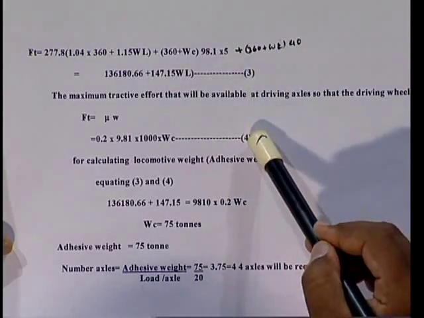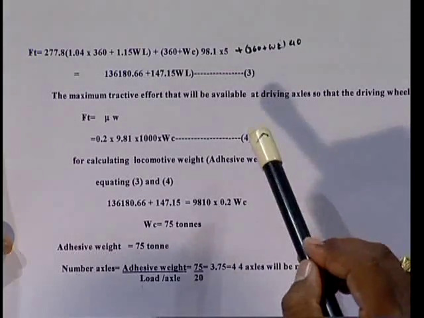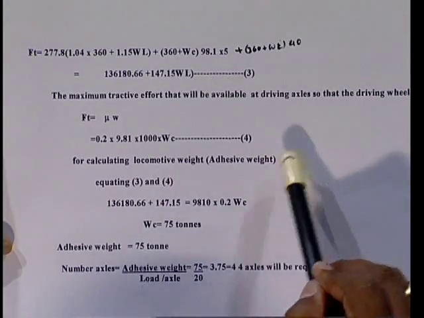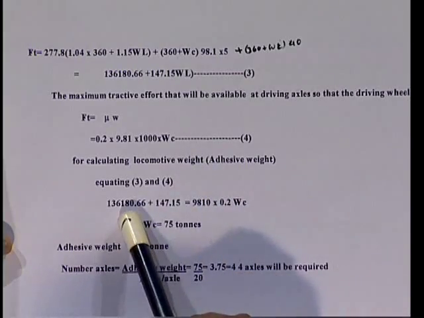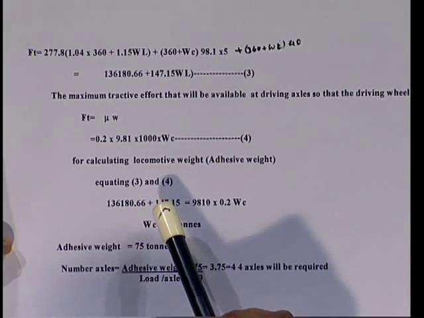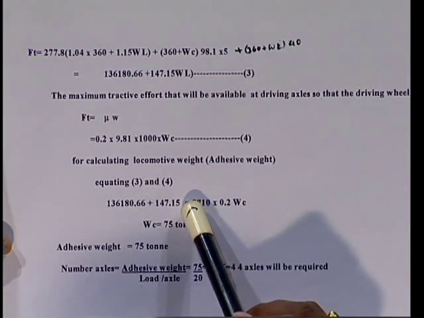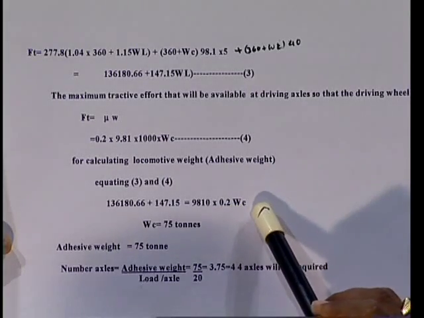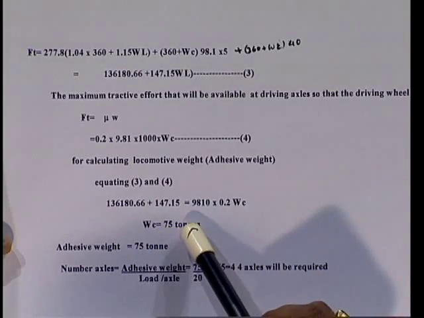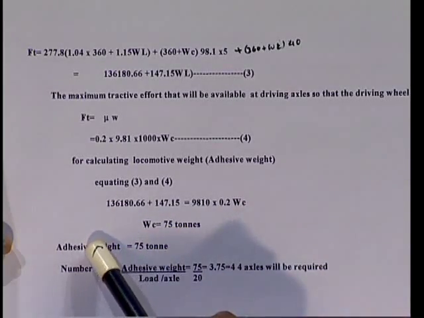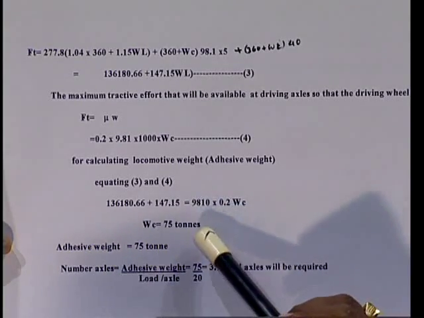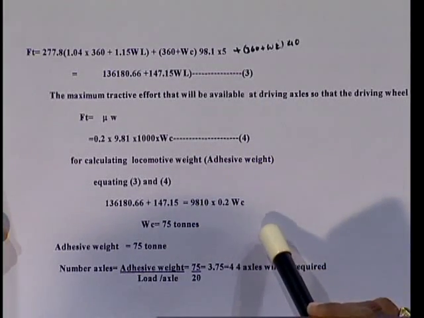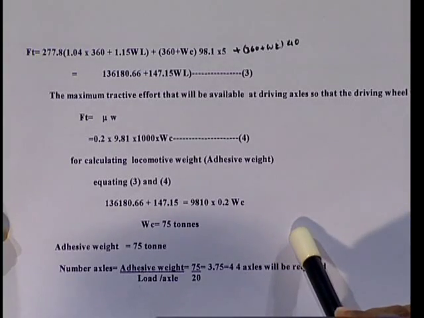In both equations, the variable is W L. For calculating the locomotive weight or adhesive weight, that is W L, I am equating the third and fourth equations. The third equation is 13610.66 plus 147.15 W L is equal to 9810 into 0.2 W L. W L is equal to 75 tons, that is the locomotive weight or adhesive weight. Next, the load per axle will be 20 tons.